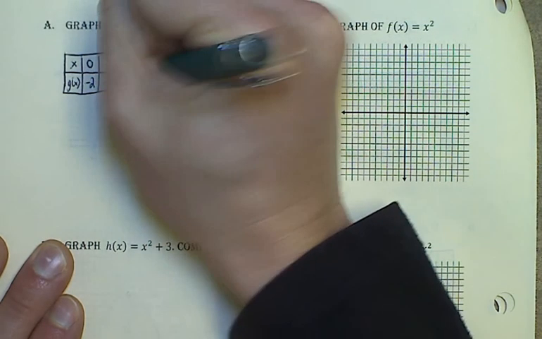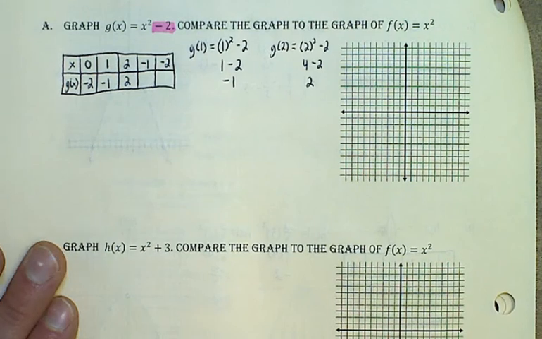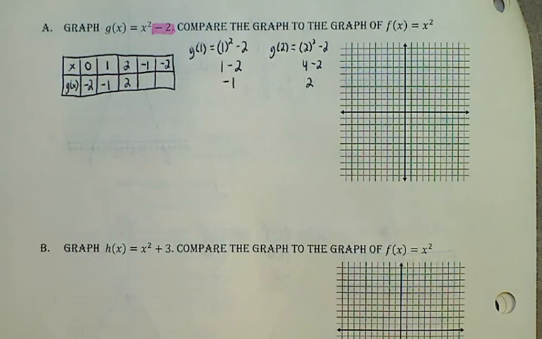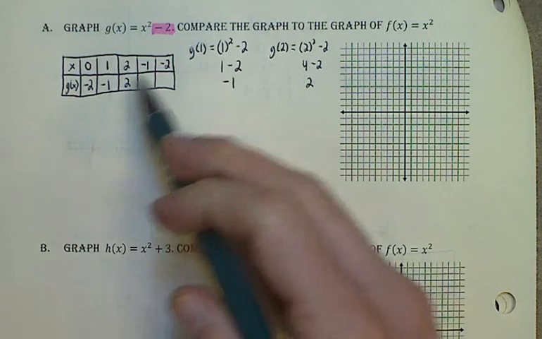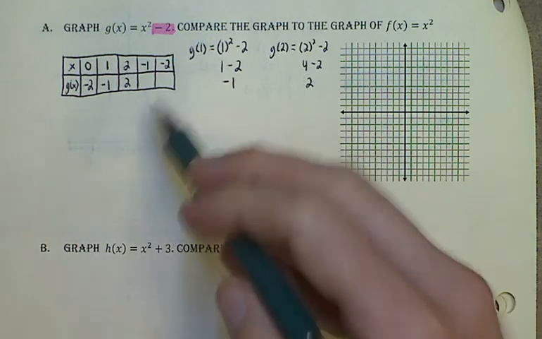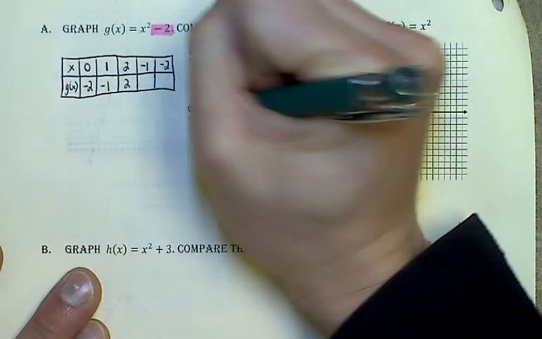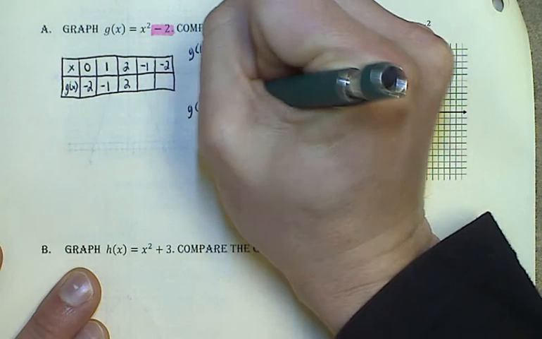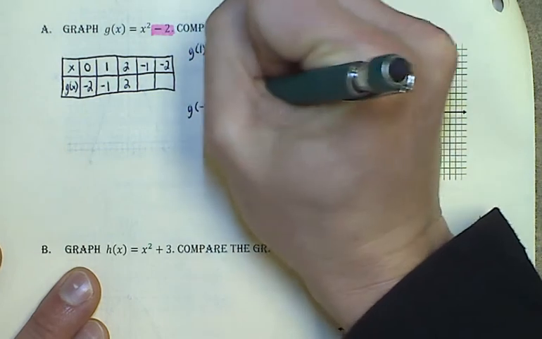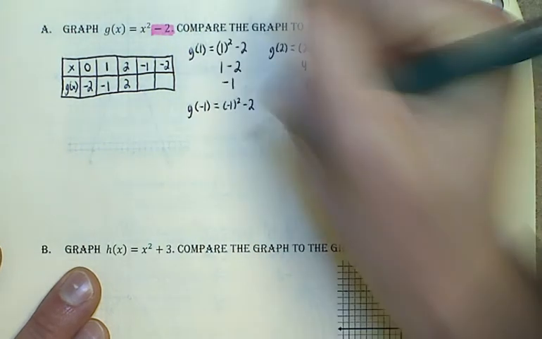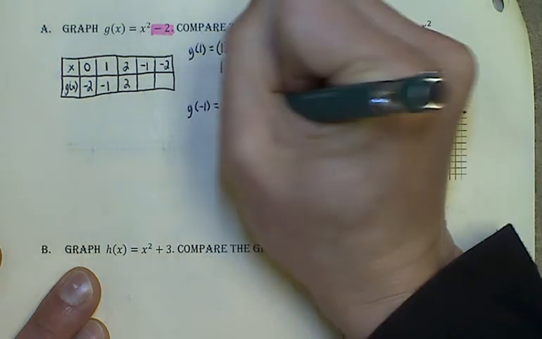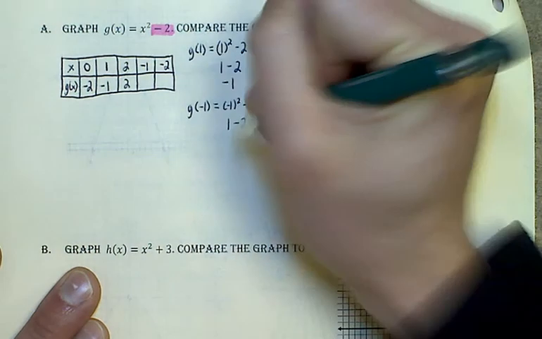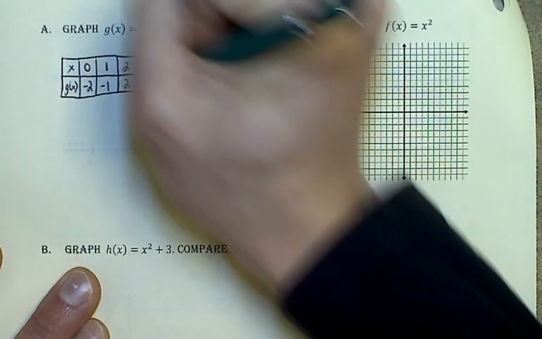And then again, I can plug this in for the other values, but they should come out the exact same. When I have negative 1, I should get negative 1, and when I have negative 2, I should get positive 2. But let's just check just to make sure it still holds true with this new change. So g of negative 1 equals negative 1 squared minus 2. Well, negative 1 squared is 1, minus 2 is negative 1. So it still worked for that one.